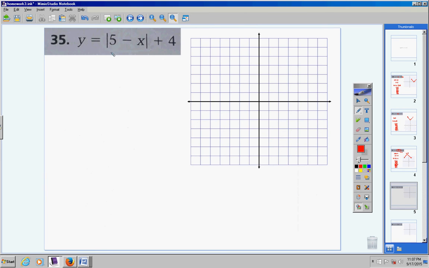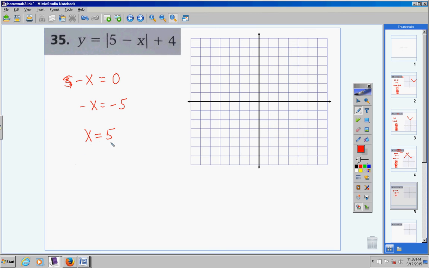Alright, we're going to graph an absolute value equation, so the first thing we do is we find the vertex by taking the inside of the absolute value and setting it equal to 0 and solving. 5 minus x equals 0. Bring the 5 over and make it a negative 5. Don't forget to bring the negative down with the x. So negative x equals negative 5, so x equals 5.